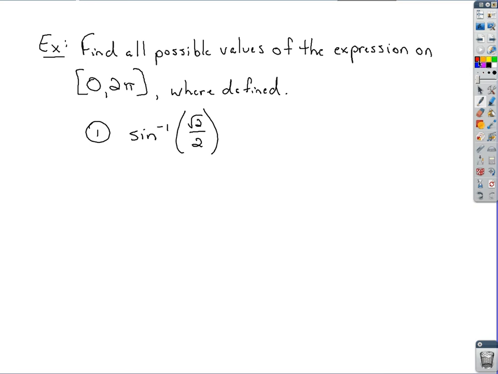Sine always went with y, right? So you could say to yourself, where are the y values root 2 over 2 on the unit circle? That's one way to do this.